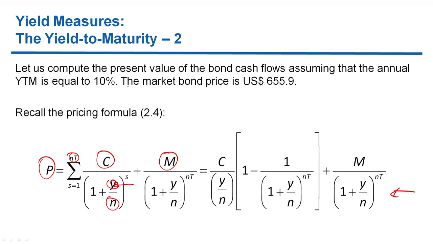So, we have a bond which is traded at $655.90, and we want to see whether the yield to maturity is equal to 10%. So let's go to Excel and take a look.